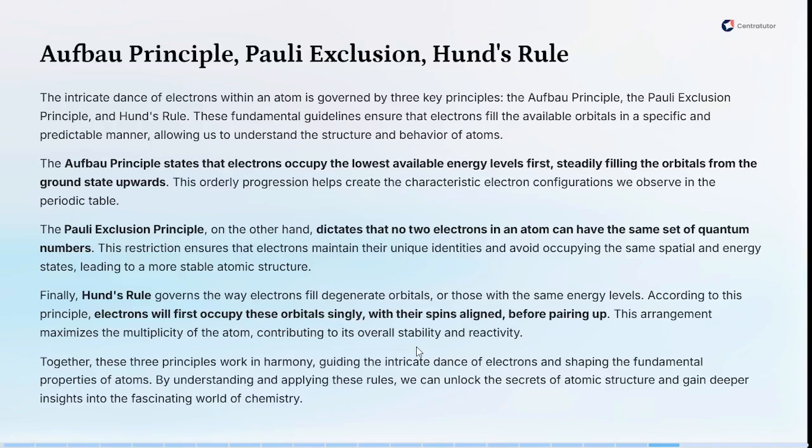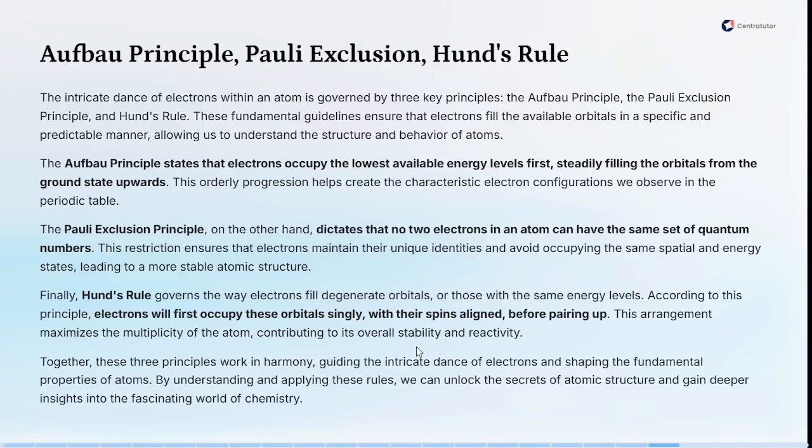So let's go on to the next principle, which is Pauli's exclusion principle. This principle, on the other hand, dictates that no two electrons in an atom can have the same set of quantum numbers. When we go on to what quantum numbers are, I think this particular principle will become clear. But let me just give a brief summary of what quantum numbers entail.